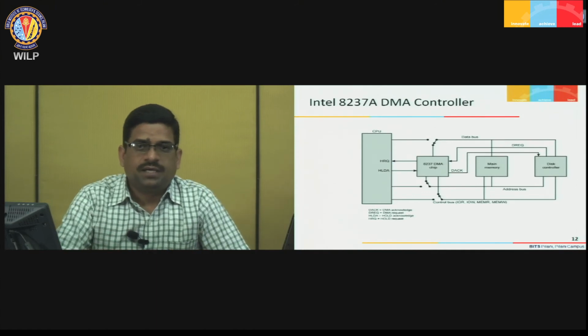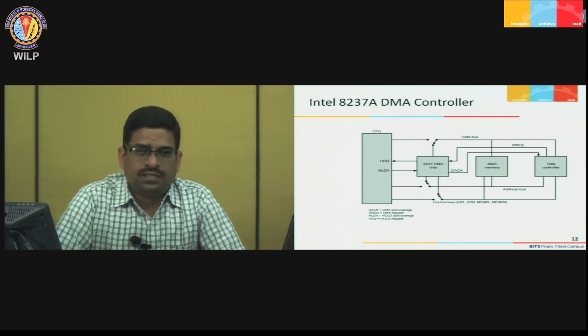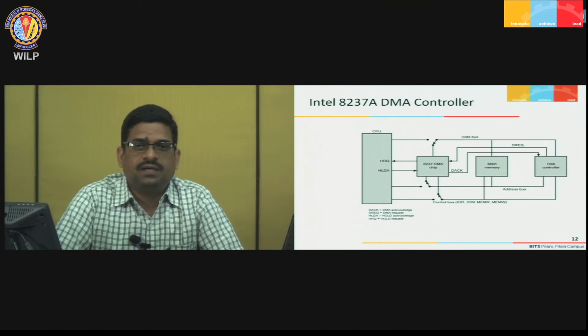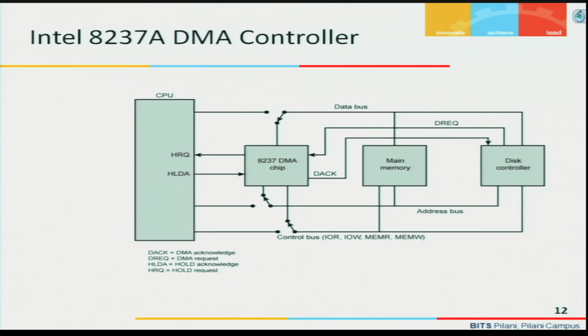Now we look at a DMA controller which was developed by Intel, called the 8237A DMA controller. How does this DMA controller work? Here is how the DMA activity will start. Suppose some data has to be read from memory, a memory read. So I can say a memory to IO transfer is there, to some IO device.